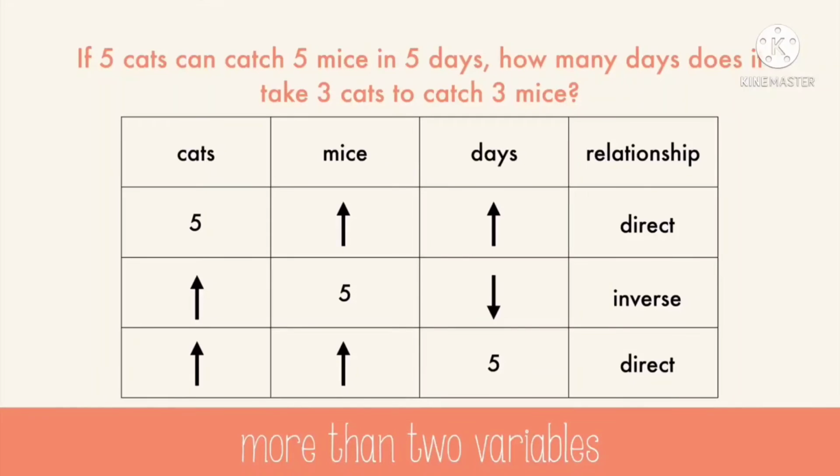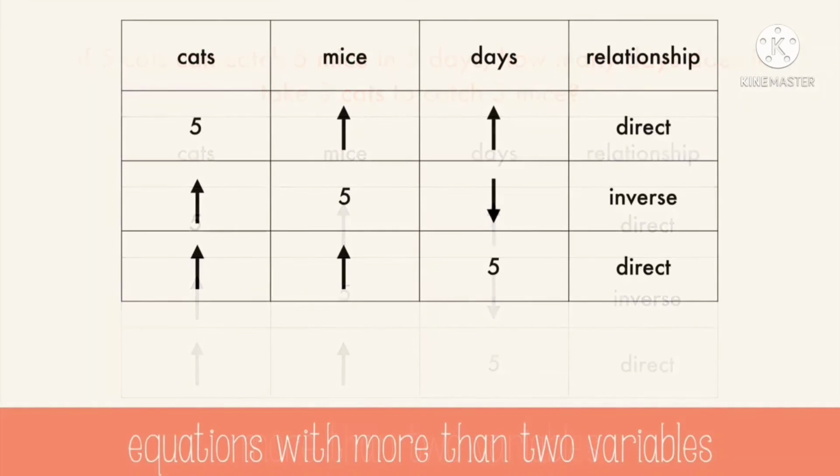Now we can turn this into an equation. Direct relations have the variables on opposite sides of the equation. The constant you could place on either side. So mice and days, since they are direct, need to be on opposite sides. Cats and days are inverse, so cats and days should be on the same side of the equation. Cats and mice are direct, so they should be on opposite sides of the equation, and they are. This is the final equation.